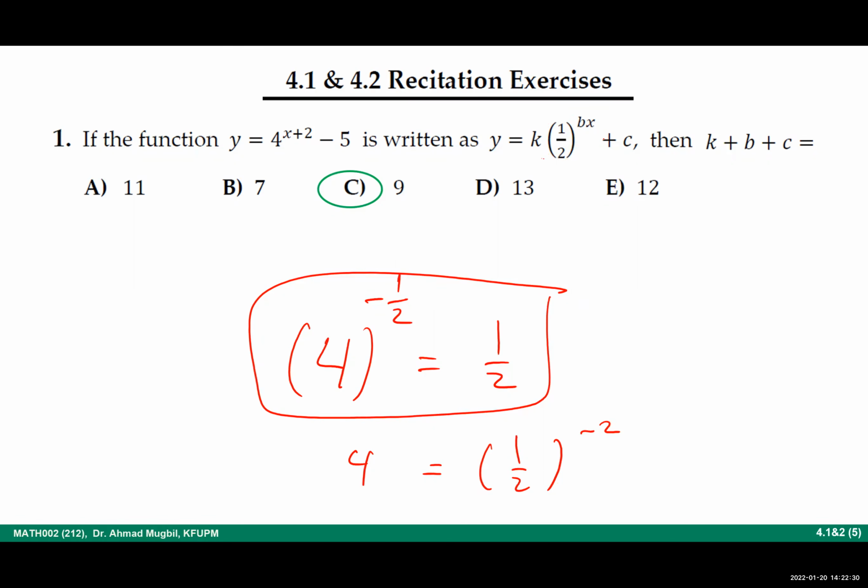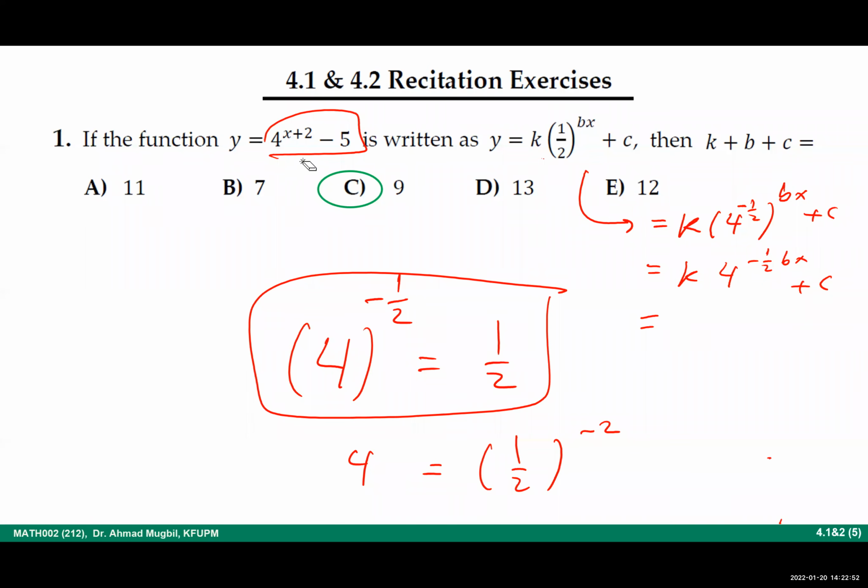So you can, let me show you. But I have a better way. So here you can say this is k multiplied by 4 to the power negative a half, all to the power bx plus c. And then it will be k times 4 to the power negative (bx plus c). And you just compare it with what you have here. You will compare it with, by the way, this is 4 to the power x multiplied by 4 to the power 2. Is that right? So I will do it for you, but I'm just sketching another idea.